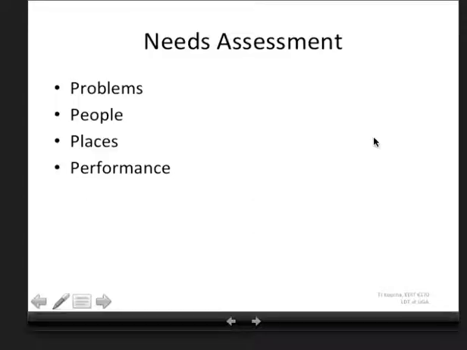The problem. Do you really have an instructional problem? And if so, what's the true nature of it? The people. Who's involved with this problem? And what do they think about it? Places. How does the environment impact your potential solution or the problem itself? In performance, what performance or outcome is expected?